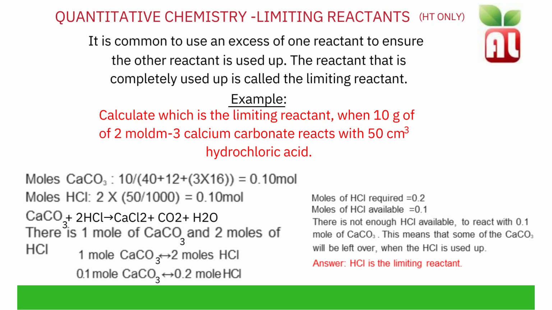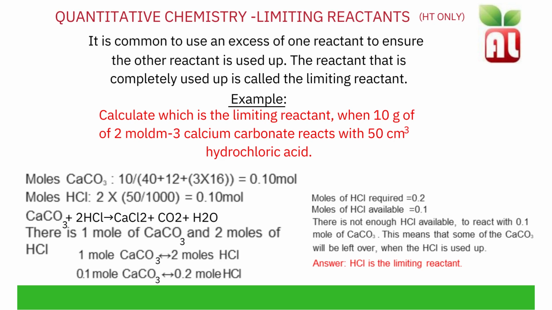The moles of hydrochloric acid, because it's a solution, you do the concentration multiplied by the volume in decimeters cubed. The concentration is 2 mole per decimeter cubed. You multiply this by the 50 centimeters cubed. First, convert it into decimeters cubed by doing 50 divided by 1000. So 2 multiplied by 50 over 1000 will give you 0.1 moles of hydrochloric acid.